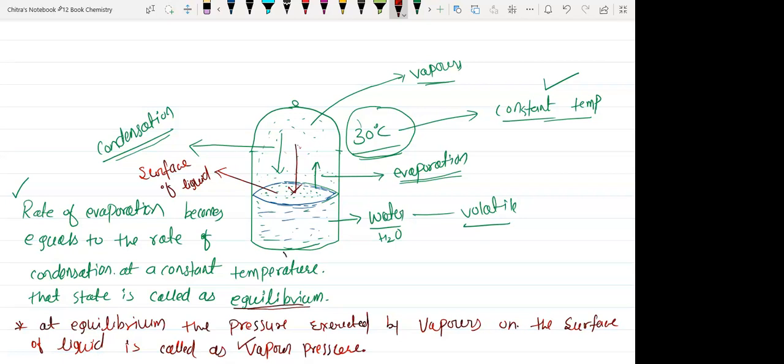Now I'm going to heat that water. Now the temperature is not constant and it is going to increase.